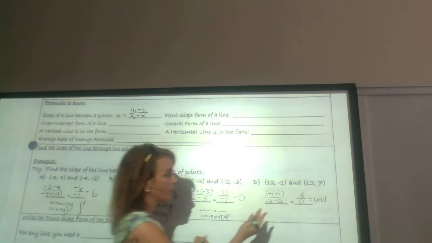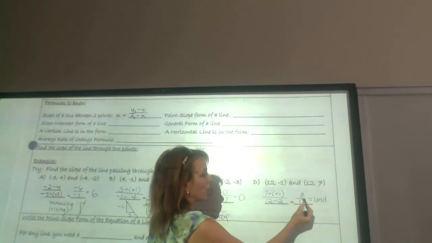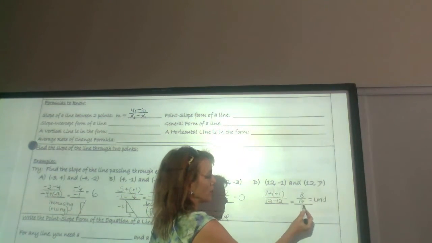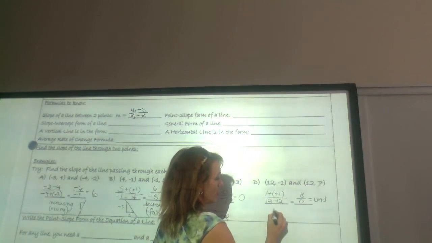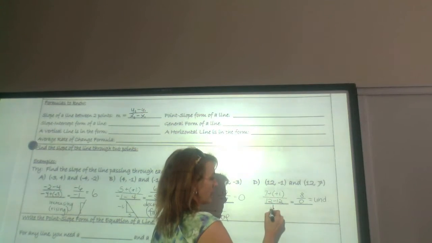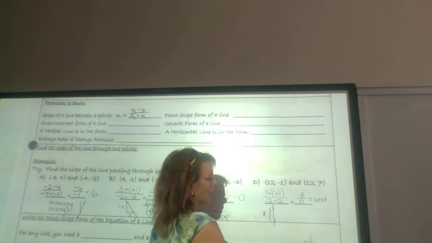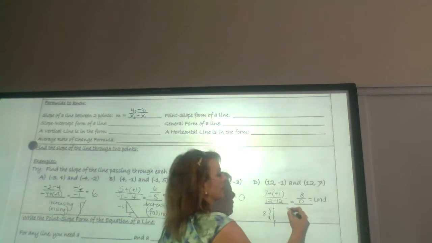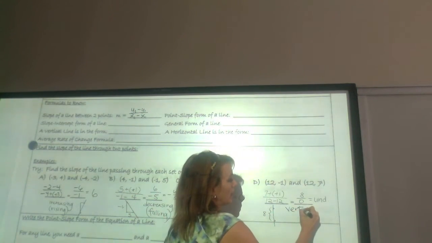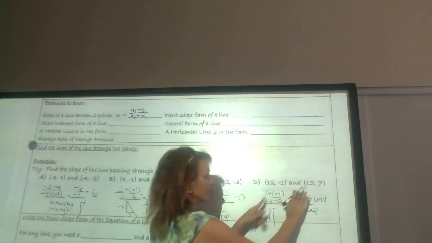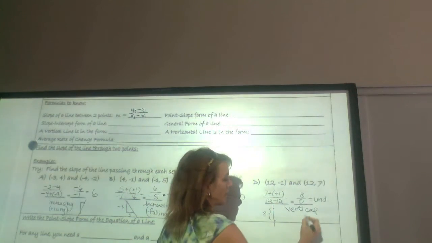Okay, and over here, we have a rise of 8, but no run. So from here to here, we're rising 8, but not running at all. So what we have here is a vertical line. And you can always identify a vertical line because the x's are the same.